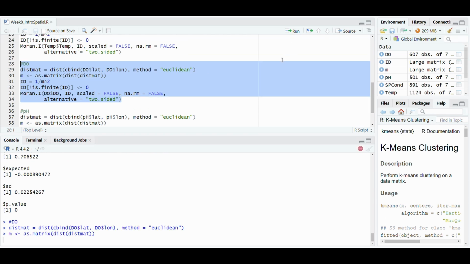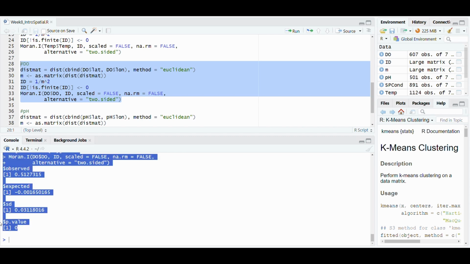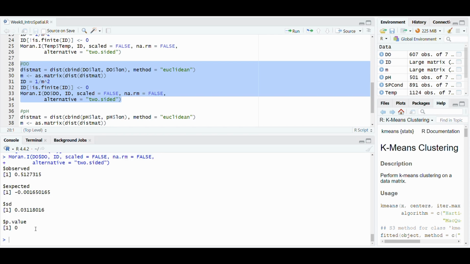Here we get an I value of 0.5, so a little bit lower than temperature, but still our p-value is indicating significance. Here's where the science gets a little bit fuzzy. We want to do an interpolation for dissolved oxygen because we're really interested in that parameter, but we need to acknowledge that the spatial autocorrelation isn't perfect, so our interpolated dissolved oxygen values are going to carry some error.